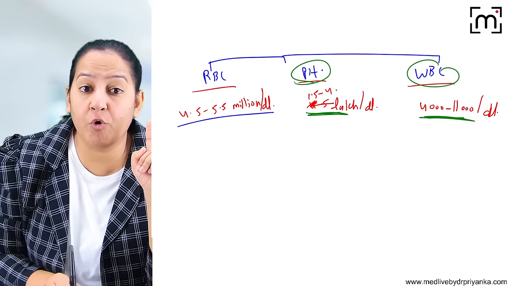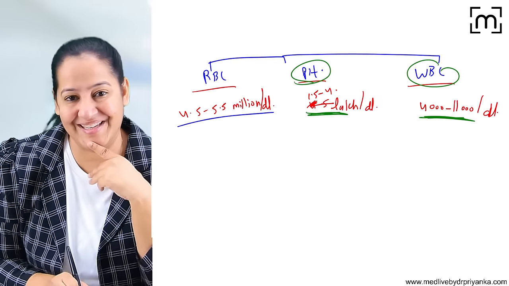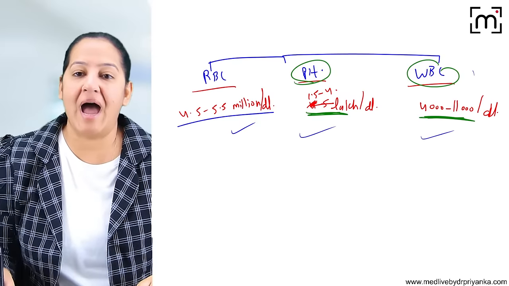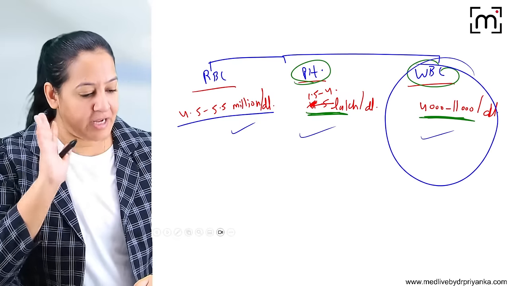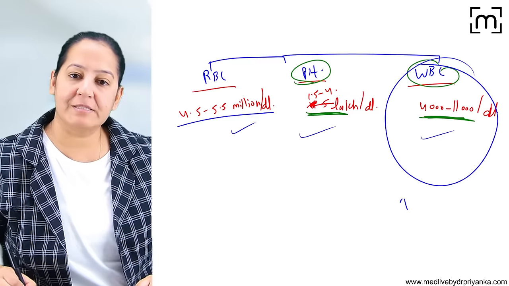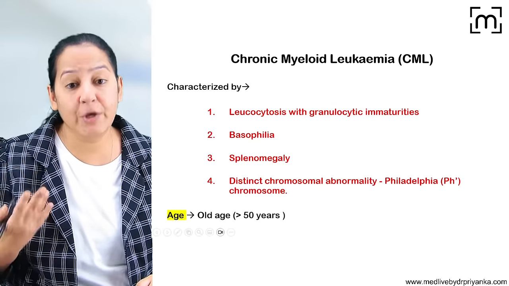And here, the RBCs are 4.5 to 5.5 million per deciliter. So that is per deciliter, you can see. Now, I'm concerned with WBC right now. In most of the leukemias, the WBC count will be high. That is known as leukocytosis.